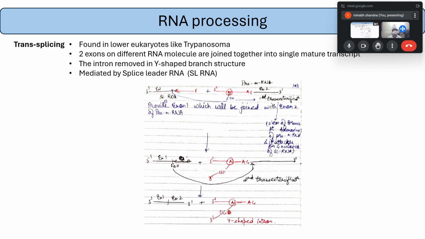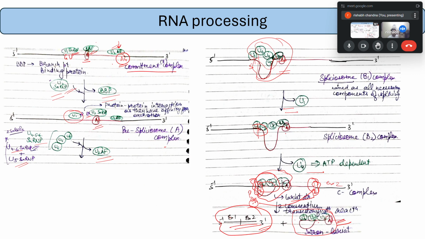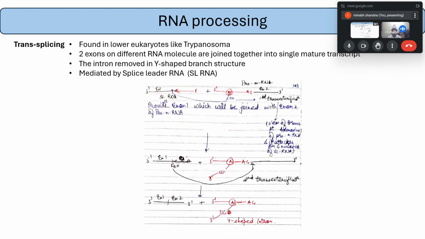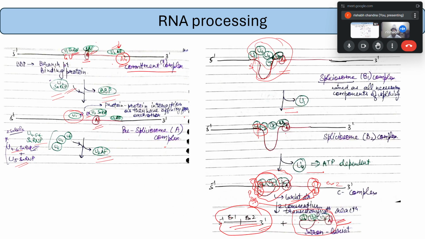Now we have a second point, that is trans-splicing. So here the splicing machinery for the constitutive splicing ends, and the self-splicing introns we have studied previously also. So you can go back and check the lecture there. And then moving on to the trans-splicing. Does anybody have any doubt till here?